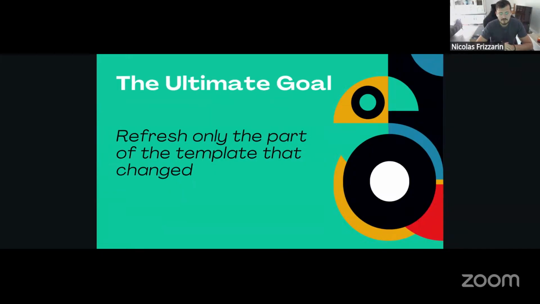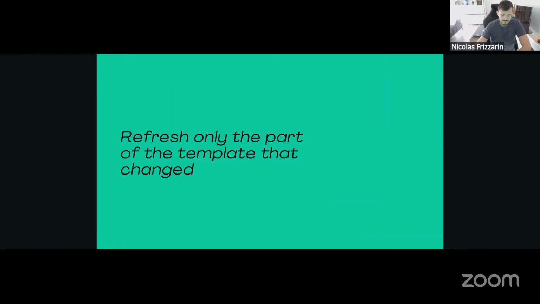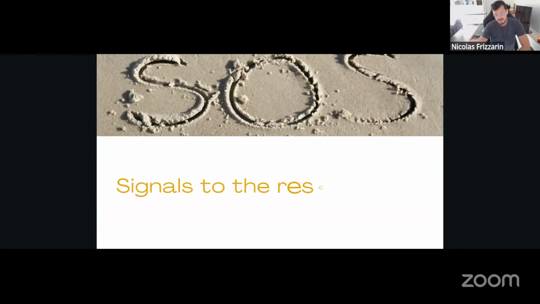Honestly, the ultimate goal will be to render only the part of the templates that needs to change. With this kind of behavior, it can't be called change detection anymore, to be honest. It's just a synchronization between the templates and the reactivity state that they depend on. So that's why it's now better to speak about synchronization instead of change detection. And synchronization is possible thanks to signals.